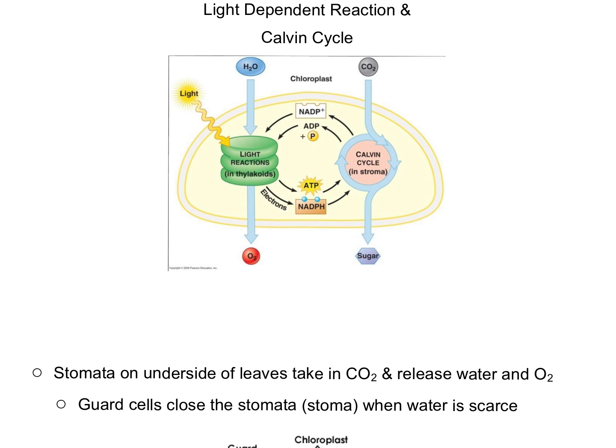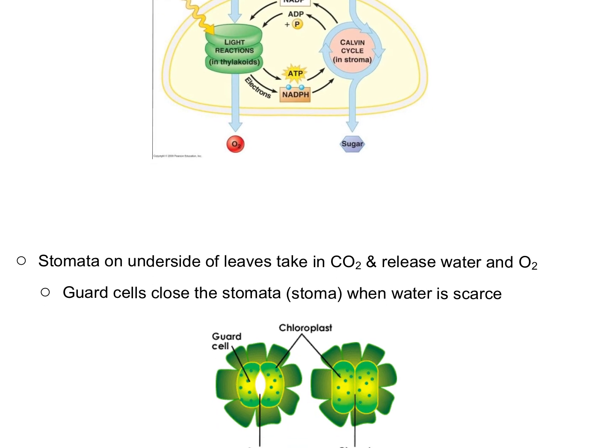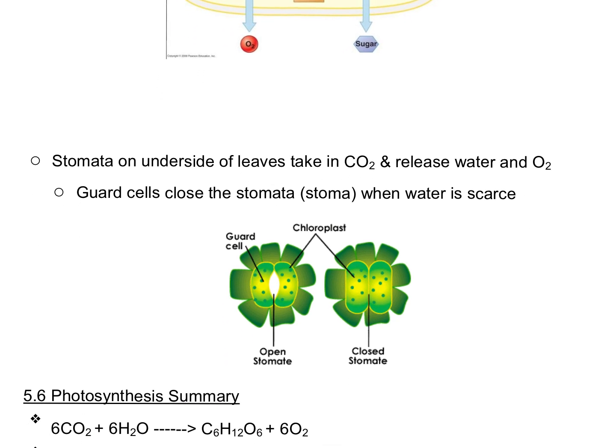So you already know I love diagrams. This would be a perfect one to have you label and drop in information as to what's what. But there's a little more detail. We're not completely done. Down at the bottom, it's saying that the stomata on the underside of leaves take in carbon dioxide and release water and oxygen.